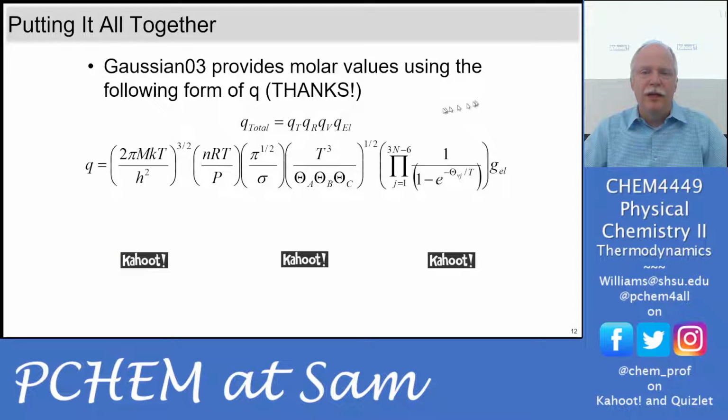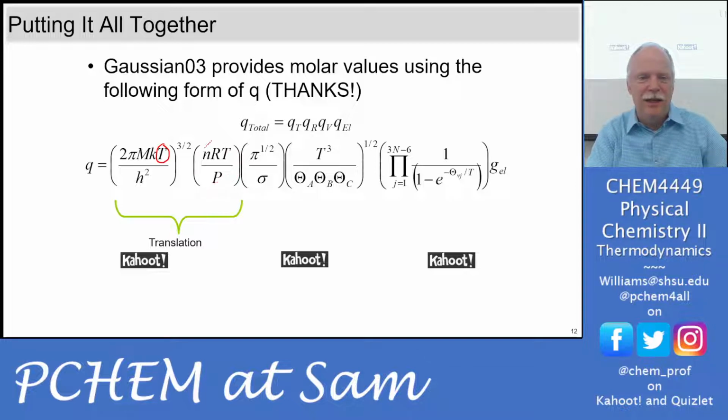So here's everything put together, and Gaussian takes care of all of this. Thank goodness. So we did our translational piece, which had that temperature to the 5/2. We have the temperature to the 3/2 here, and then where did this piece come from? Do you remember? Yeah, the ideal gas law, and this translation piece was the volume of the system divided by this thermal wavelength. Okay, and so this came from the volume.